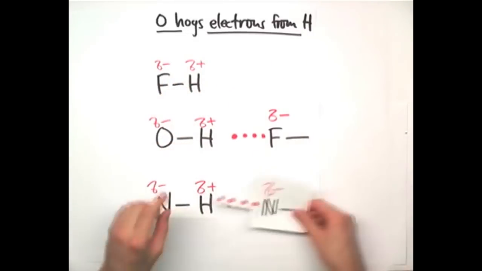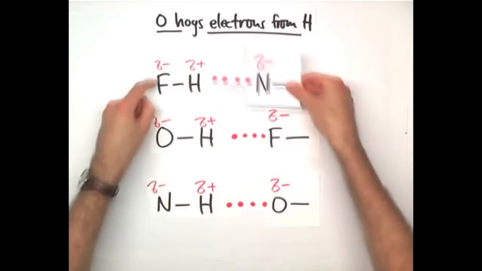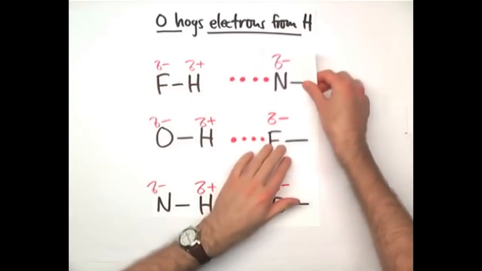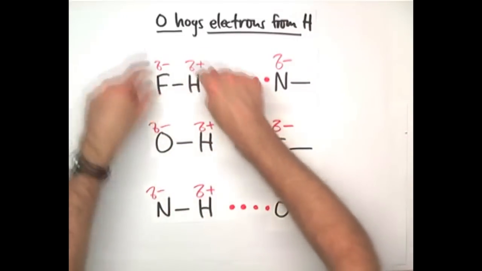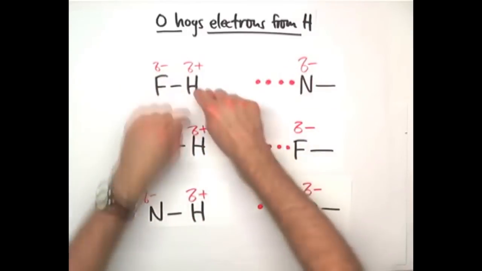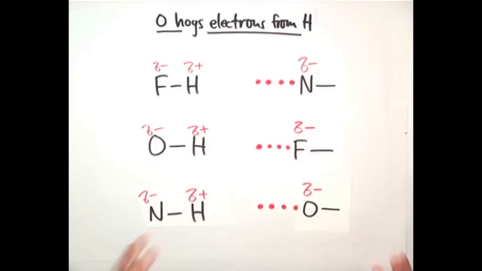And similarly, nitrogen too, when it's on another molecule, can form a hydrogen bond with any of these three combinations: the H connected to the N, the H connected to the O, or the H connected to the F. So whenever you see a hydrogen connected to a fluorine, an oxygen, or a nitrogen, that means it can form a hydrogen bond. Any of those hydrogens can form a hydrogen bond with a nitrogen, a fluorine, or an oxygen on another molecule. So that is hydrogen bonding.